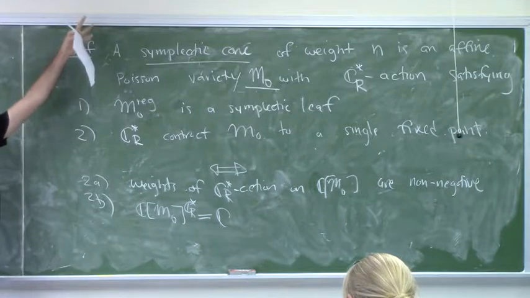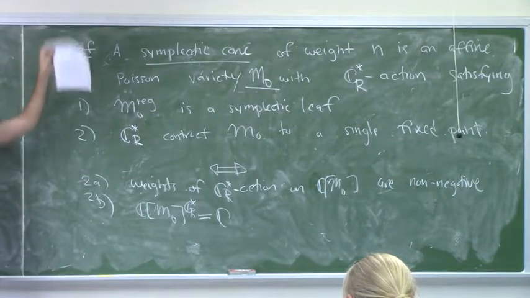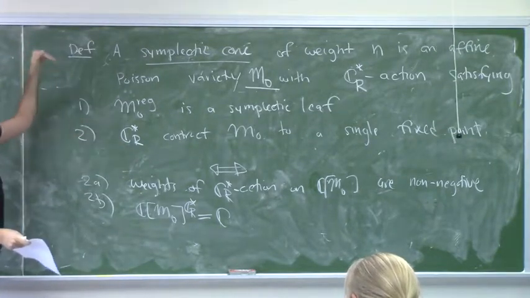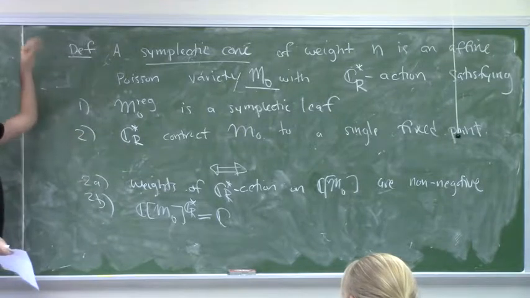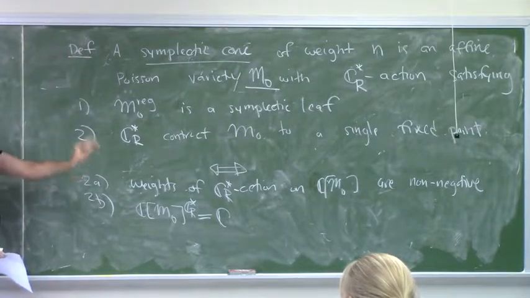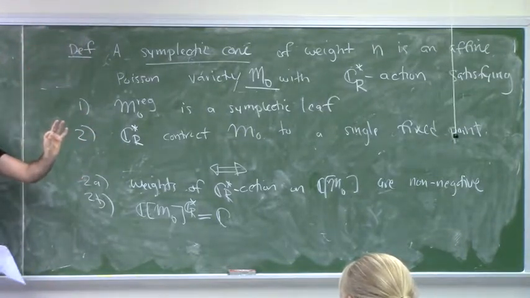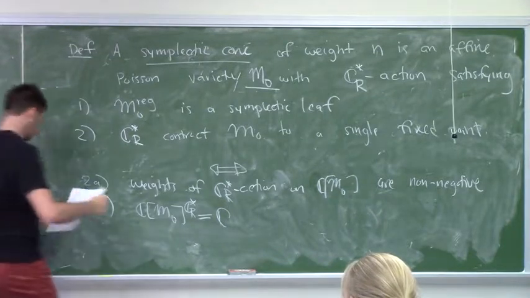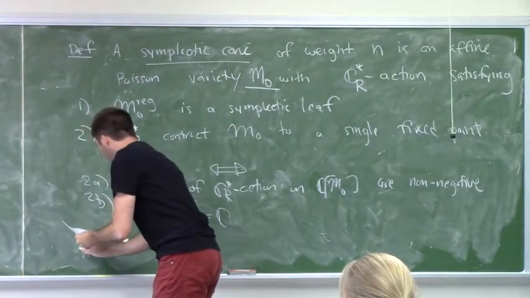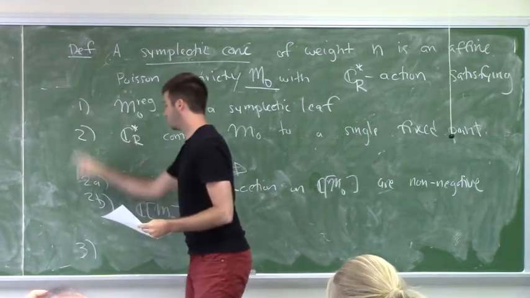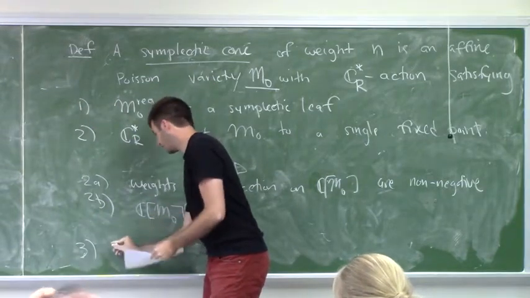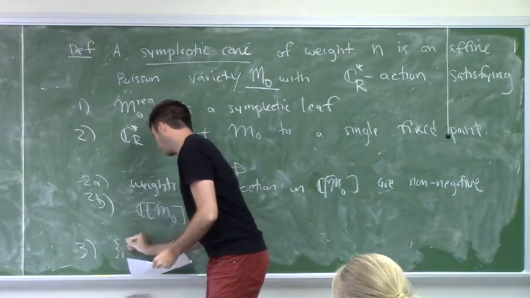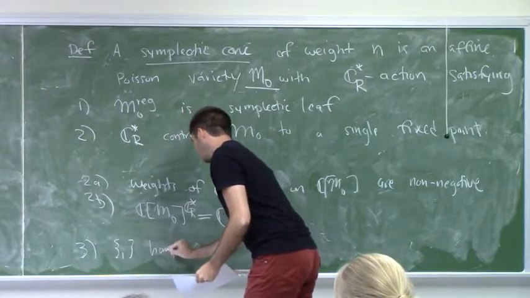So what you should think of is that as you let this parameter go to 0, it should suck everything in your variety down to a single fixed point. And then finally, the third one is a compatibility between these two structures, and it's pretty easy. It's just that the Poisson bracket is homogeneous of degree minus n.